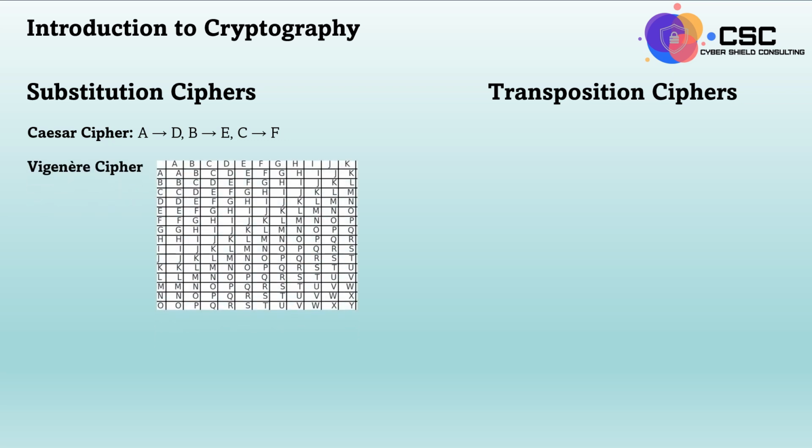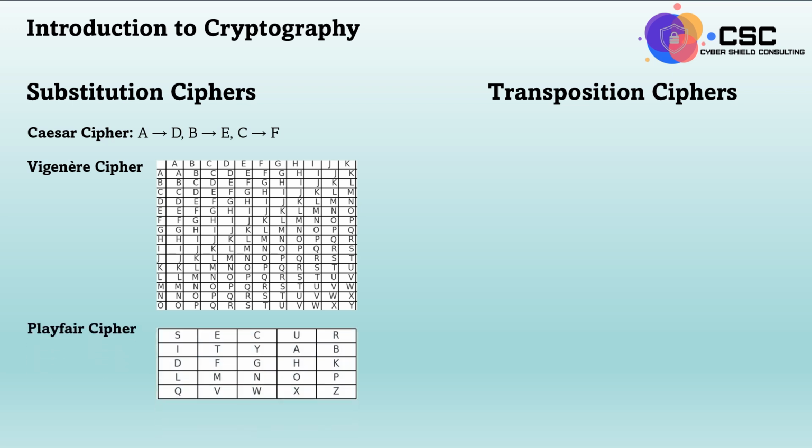The Vigenère Cipher uses a keyword to apply multiple shifts throughout the message. This makes it harder to crack using simple frequency analysis. The Playfair Cipher is another substitution technique, but instead of shifting letters, it encrypts pairs of letters using a 5x5 grid based on a keyword. For example, using the keyword security, a custom grid is generated, making decryption more challenging.